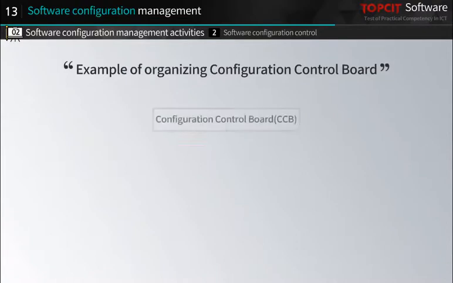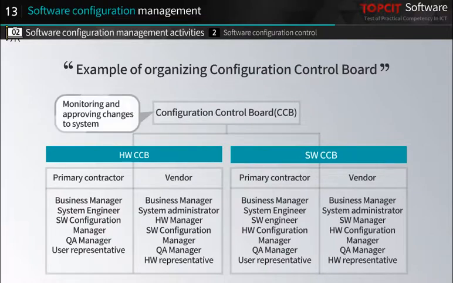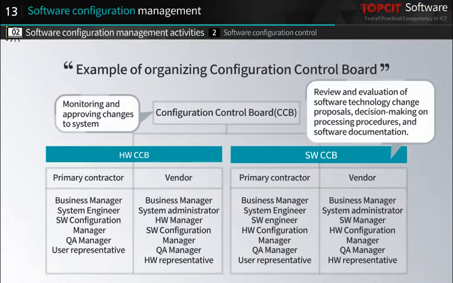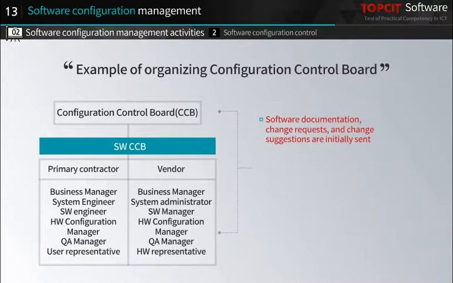The following is an example of organizing the Configuration Control Board in the Embedded Software Configuration Management System. The Configuration Control Board is responsible for monitoring and approving changes to the system. The Software Configuration Control Board conducts review and evaluation of software technology change proposals, decision-making on processing procedures, and software documentation. Software documentation, change requests, and change suggestions are initially sent to the Software Configuration Control Board.